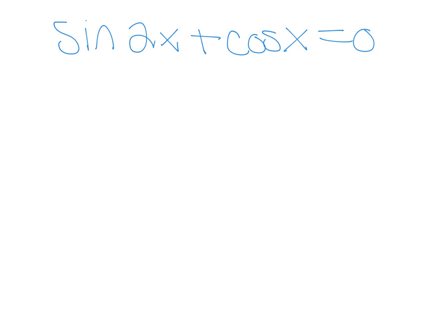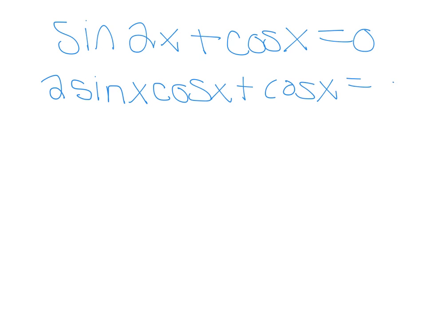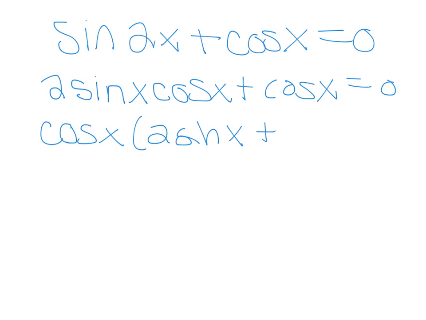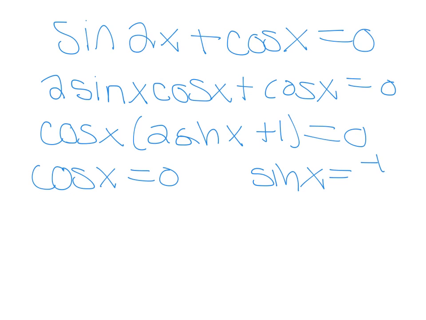For number 20, I have sine of 2x plus cosine x equals 0. Sine of 2x only has one possibility to replace it with. So sine 2x becomes 2 sine x cosine x, plus cosine x equals 0. Again, we're going to factor. They both have a cosine x. I'm left with a 2 sine x plus 1. So each piece equals 0. Cosine of x equals 0, and sine of x is going to equal negative 1/2.